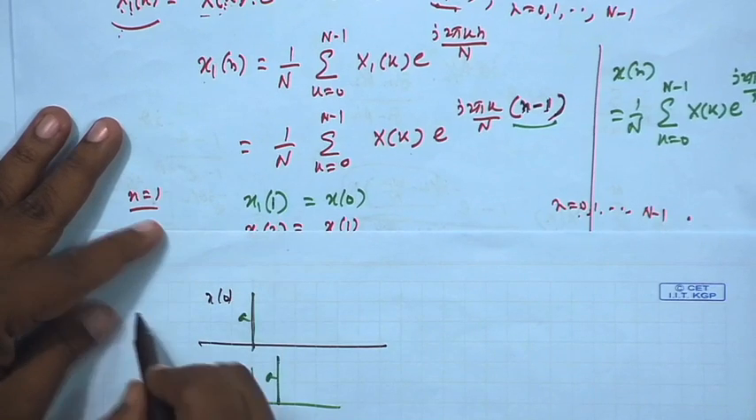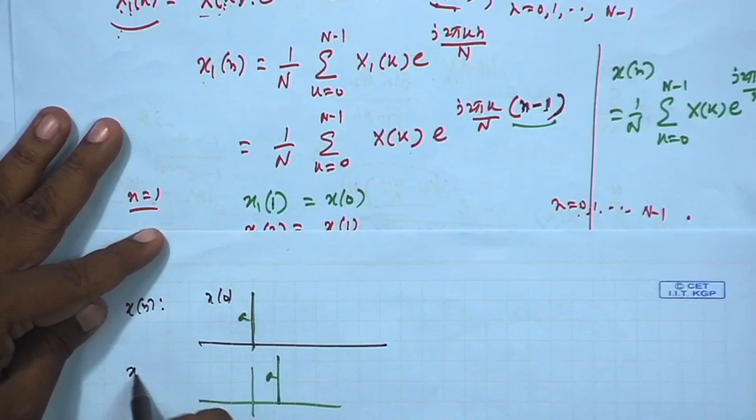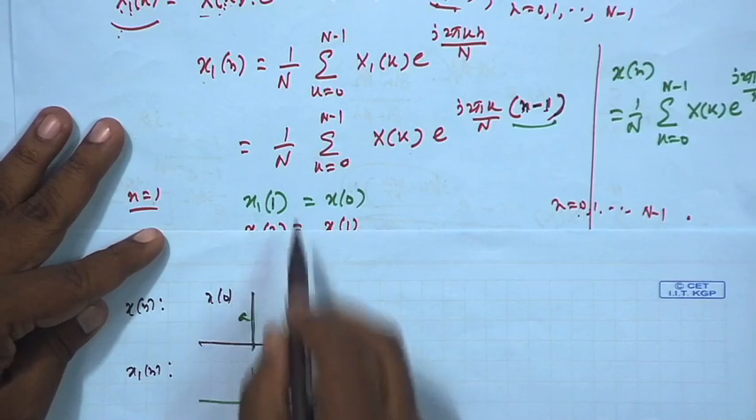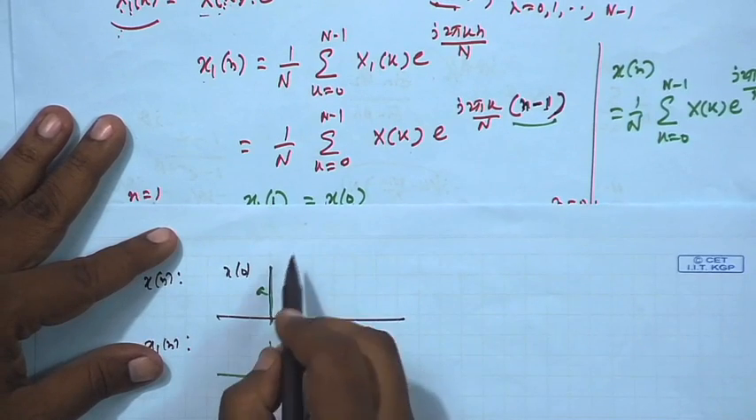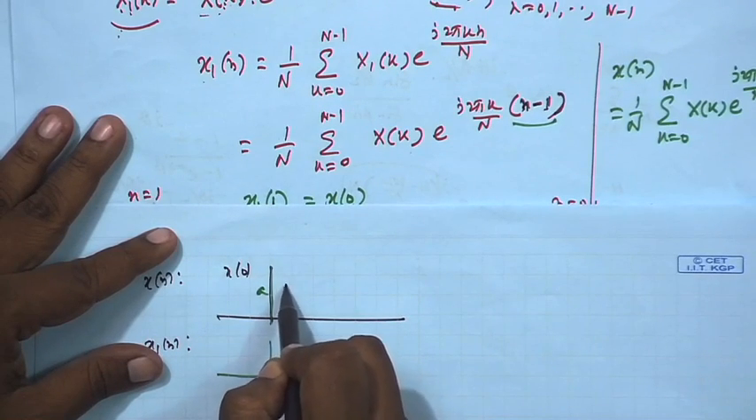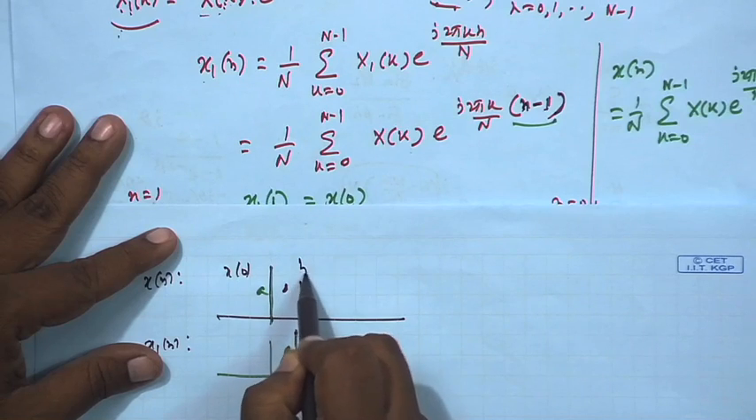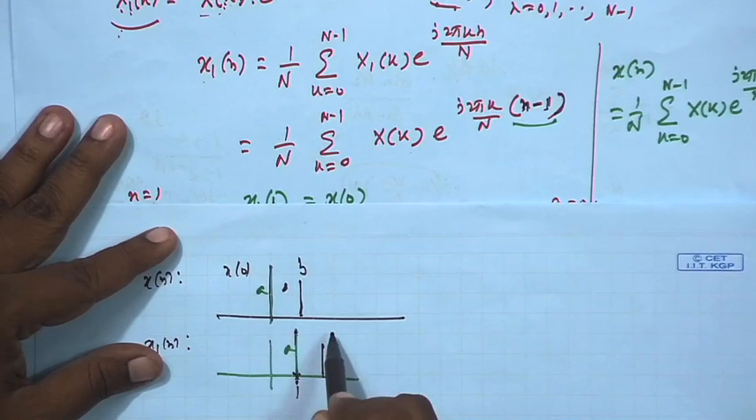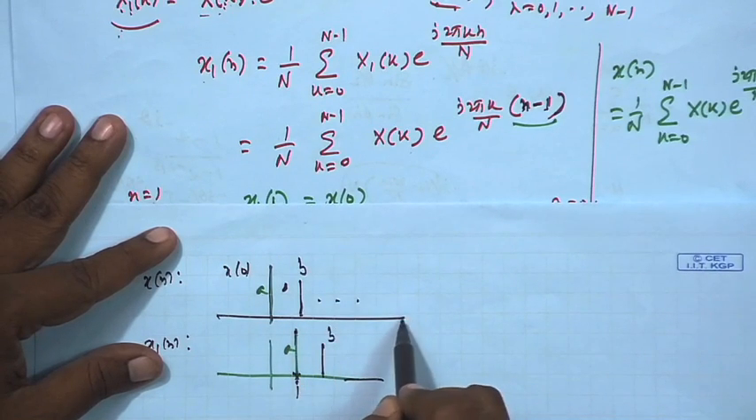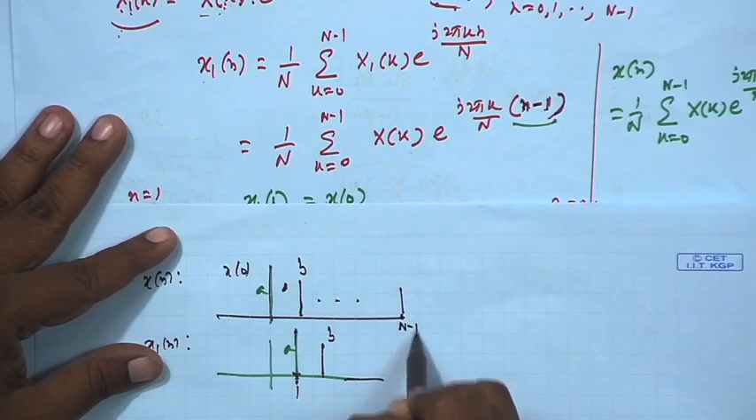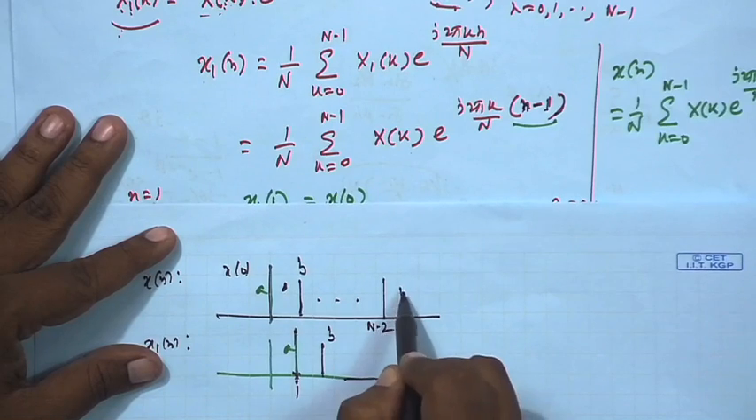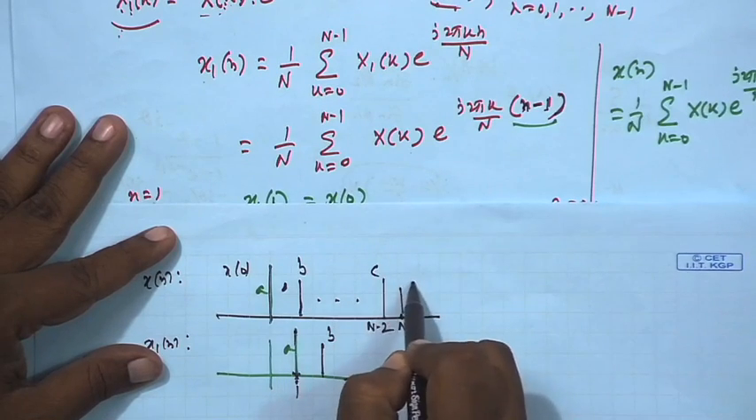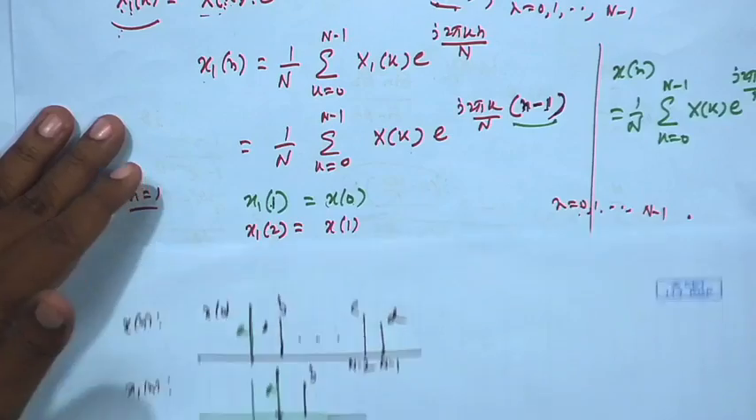Now, for the new sequence, this is the x n sequence, this is the x 1 n sequence. For x 1 n, at point number 1, the value will be the same as the original x at point 0. So this is a. Then, if it is b, b will go here, dot dot dot, at n minus 1, and then n minus 2. Suppose at n minus 2 it is c and then it is d.